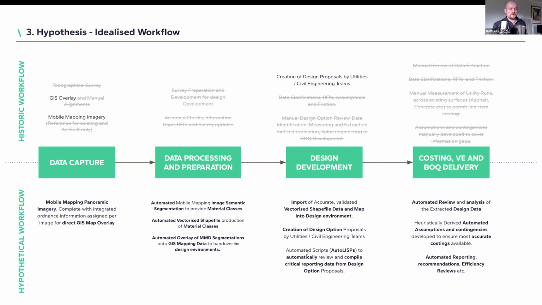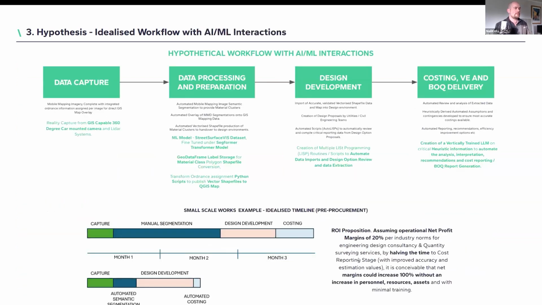And then a series of LLM-produced auto lists are run automatically to compile the critical reporting design options, and publish them through to the large language model that was vertically trained on a set of heuristics, which will automate the analysis of the extracted design data. It'll automate the assumptions and contingencies accurately from an early stage design development, and it'll give you your actual deliverables of your bill of quantities, or it'll give you in real time value engineering insights.